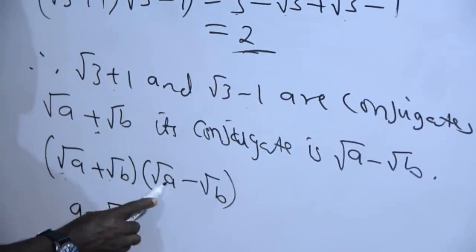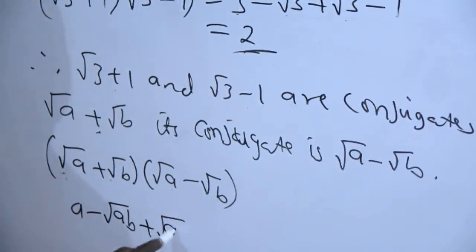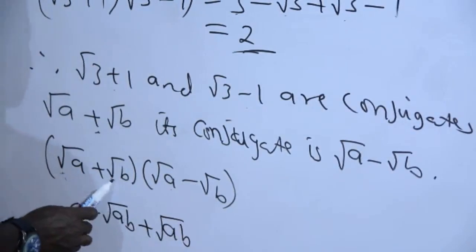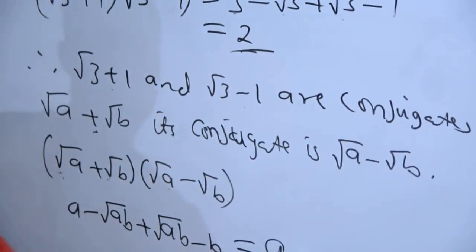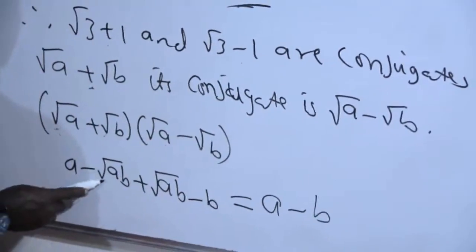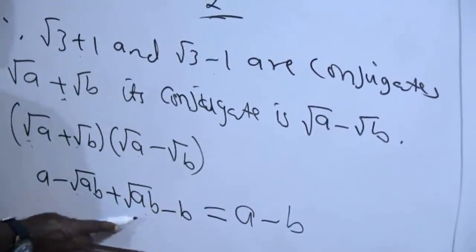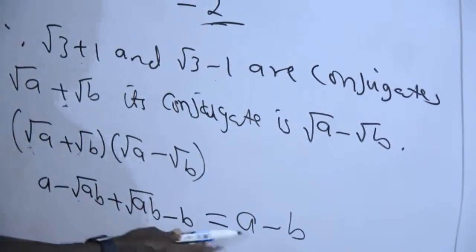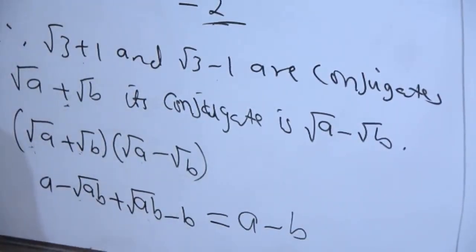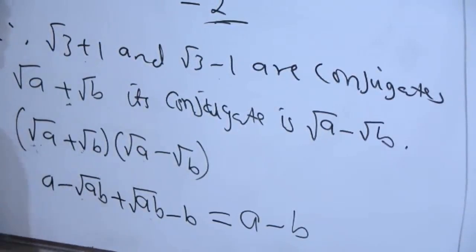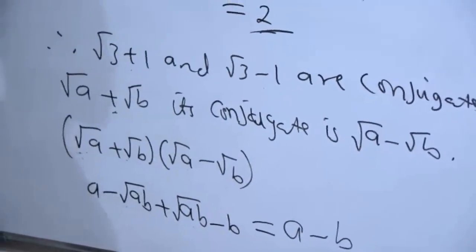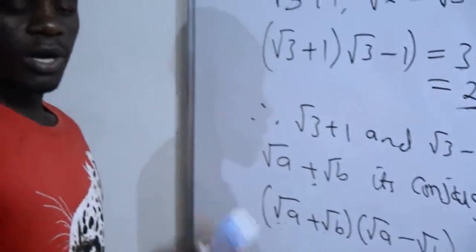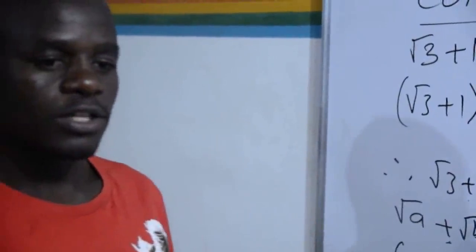Root B times root A will give us plus root AB, and root B times minus root B will give us minus B, and therefore we are going to have A minus B, because minus root AB plus root AB will give us 0. And now see that A minus B will give us a rational number. So this and this are what? Conjugates of each other. So we are going to use this concept and simplify more and more problems under surds.